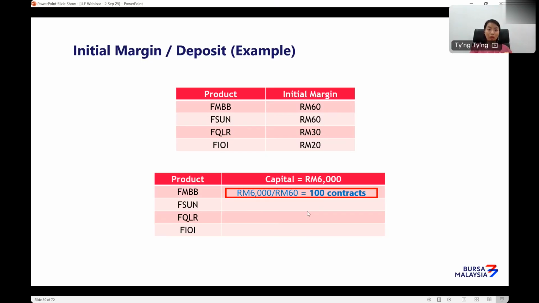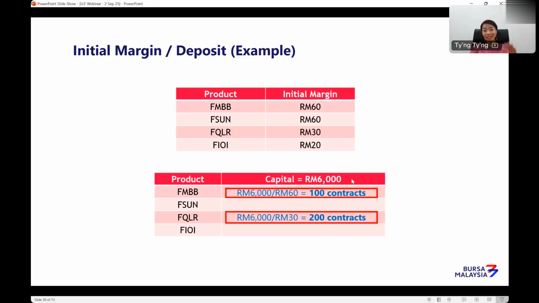Now, I give you another example because this one is the same 60. How about QL? If you're going to buy only QL Resources stocks with 6,000, how many contracts can you own? Simple, right? This is half of this. So if you bank in 6,000, you can own 200 contracts for QL. If you take this 200 times 100, that means you can own 20,000 shares worth of QL with 6,000 only.